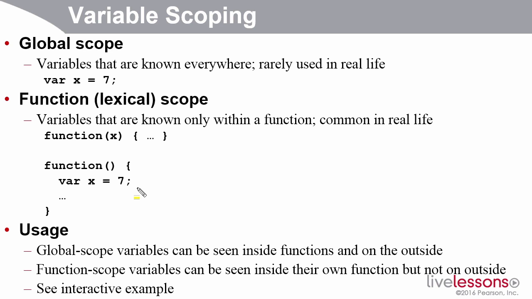But the point is, global scope variables can be seen both places, on the outside and inside a function. But function scope variables, variables that are defined in the function, are known inside the function but are not known outside. All right, let's try functions in general. Let's try this confusing idea that function definitions just define variables. And then let's look at the idea of scope.